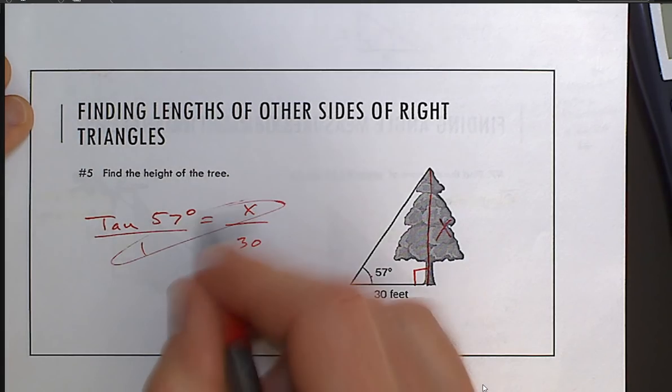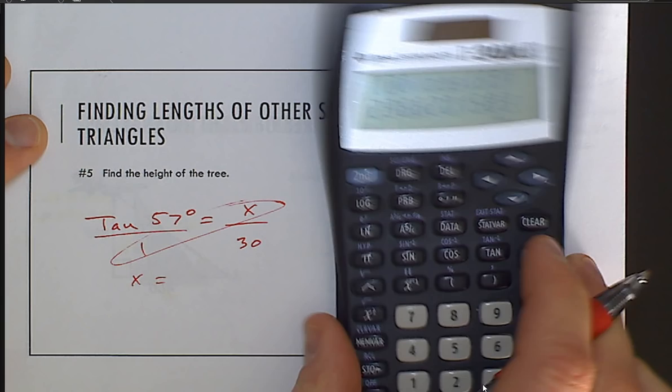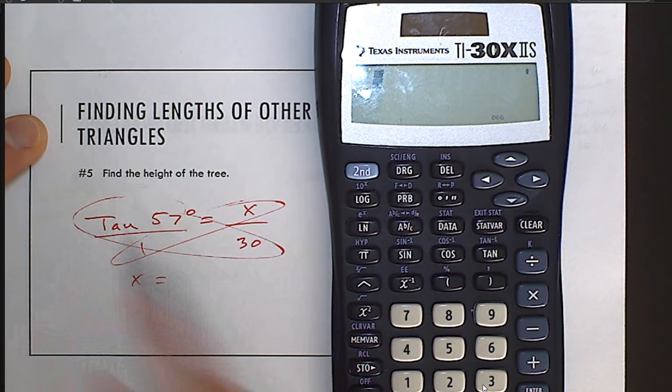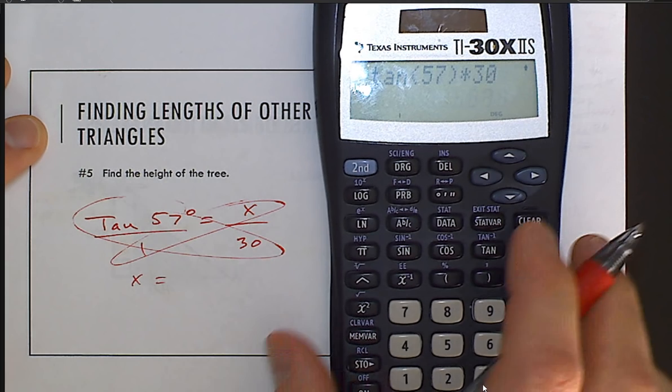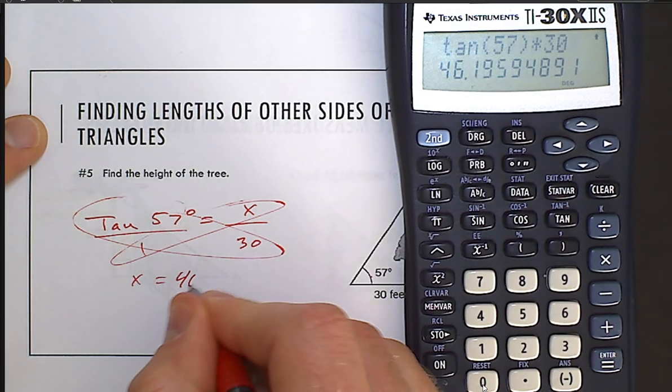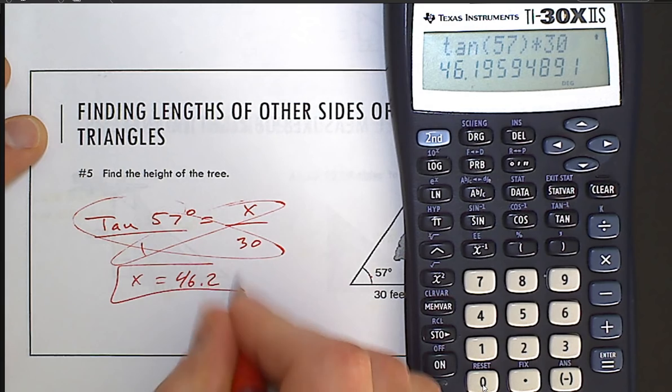So 1 times x is x. And this time we just take tan of 57 times 30. Tan of 57 times 30. And that's going to give me 46.1, 46.2 if we're rounding to the nearest tenth. Okay? All right, we're almost done here.